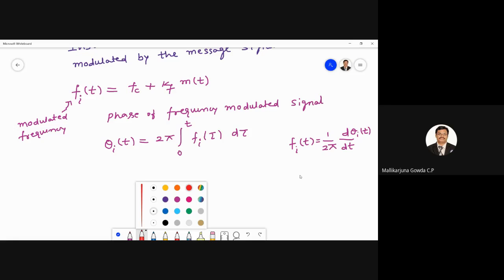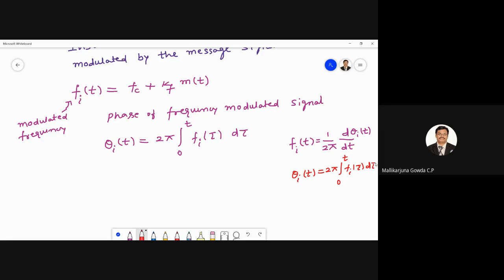So you can write theta i of t is equal to 2 pi integral 0 to t fi of tau d tau. You can keep these equations as basic equations. So theta i of t, that is the phase of the frequency modulated signal, is 2 pi integral 0 to t fi of tau d tau.